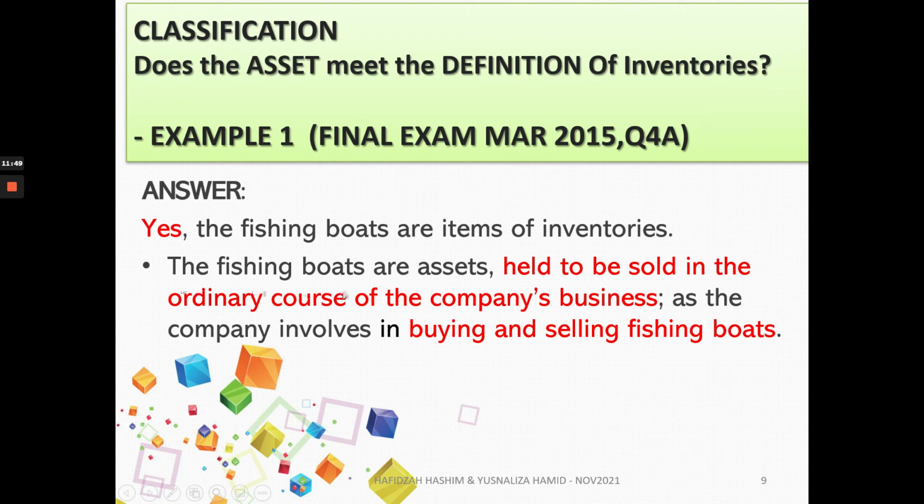Earlier, you were informed that the business is dealing with buying and selling of fishing boats. So the fishing boats are assets and they are held to be sold in the ordinary course of business, which is dealing with a company that is involved in buying and selling of fishing boats. So that answers the first part of the question, which is that the inventories here are held for sale in the ordinary course of business.